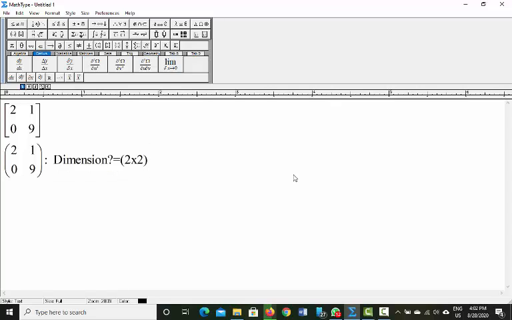So we will pronounce it like 2 by 2 matrix. That means this first number indicates how many rows are there in the matrix, and this second number indicates how many columns are there in the matrix. So this way we will identify the dimension of a matrix.